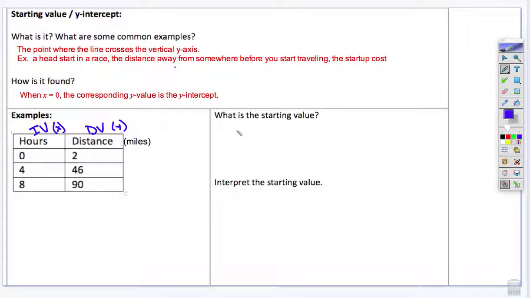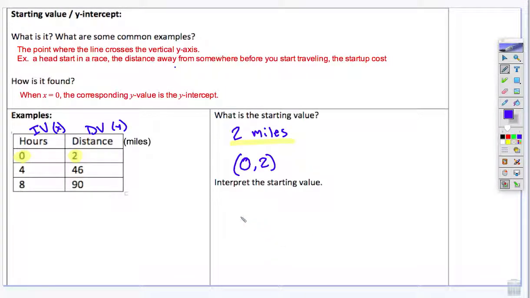The starting value in this instance is 2 miles. We look right here. The independent variable right here is 0. 0 hours traveled, distance of 2 miles, so the starting value is 2 miles. We would also write this in coordinates as (0, 2). Okay, so x is 0, y is 2: (0, 2).